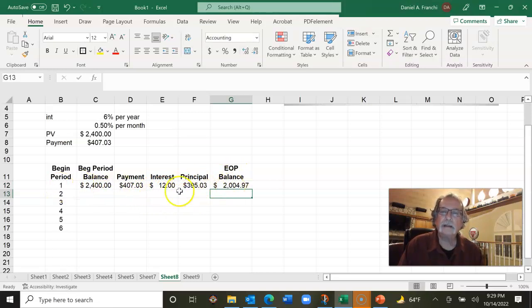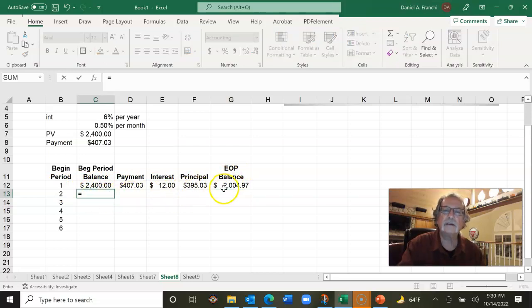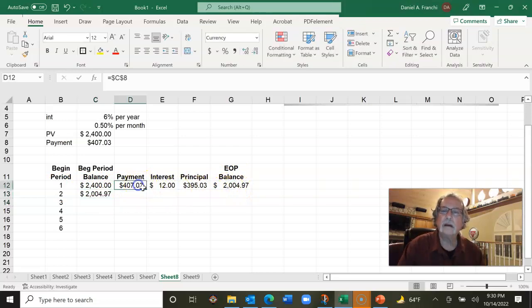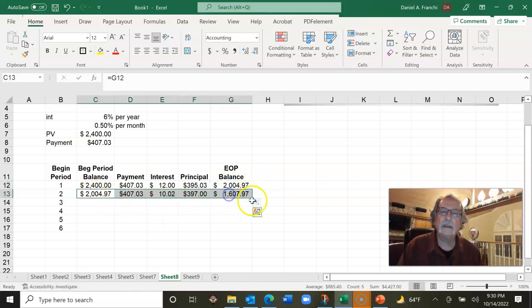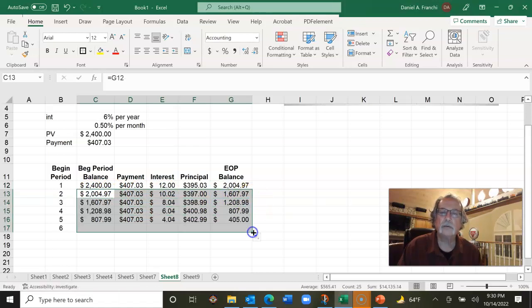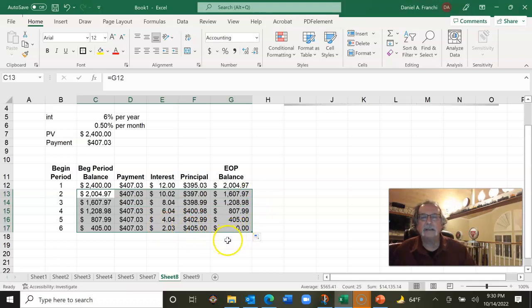Ending period 1 balance is going to be the same as the period 2 beginning balance. Our payment is going to be this. Interest is a smaller amount. It's on $2,004. Therefore, our principal is going to increase a little bit, and our ending balance is going to be paid off a little bit more. And now they're all recursive. You can copy this all the way down, and I fully paid off my loan at the end of period 6. This is the amortization table that we're talking about.